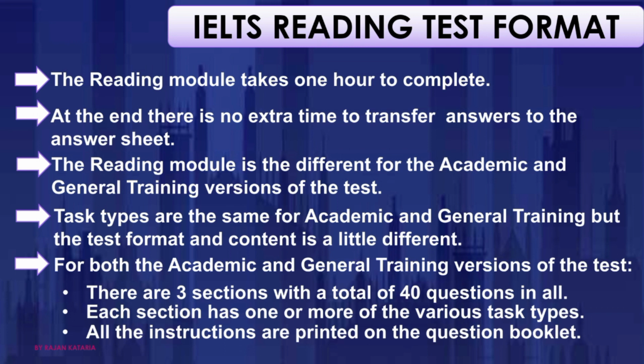Task types are the same for academic and general training, but the test format and content is a little different for both the academic and general training versions of the test. There are 3 sections with a total of 40 questions in all. Each section has one or more of the various task types.